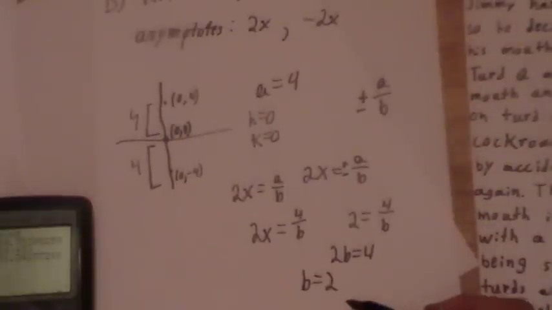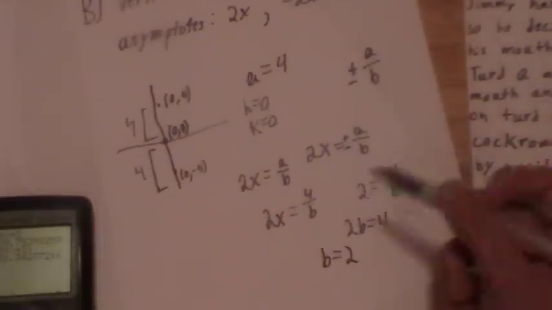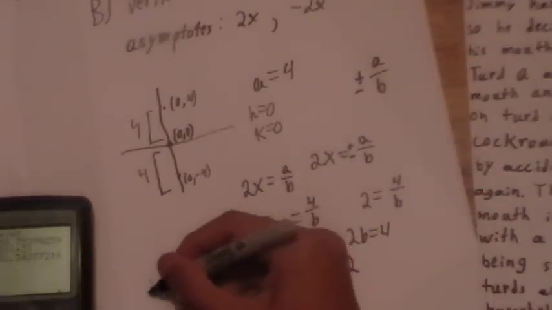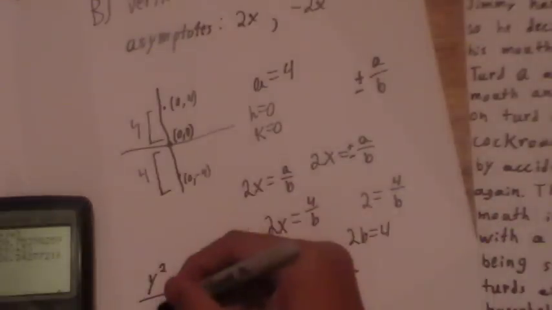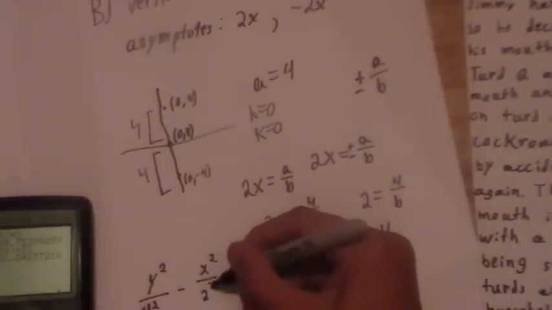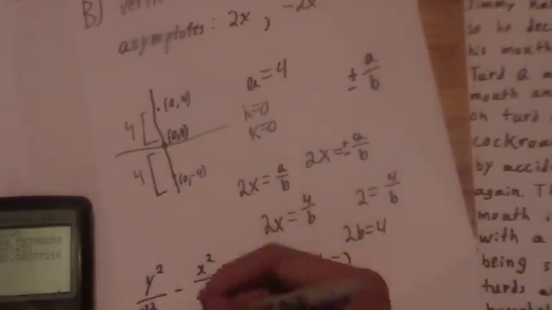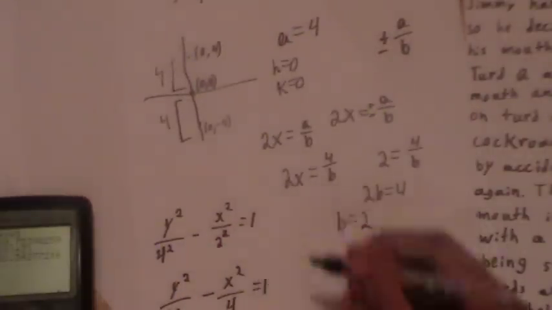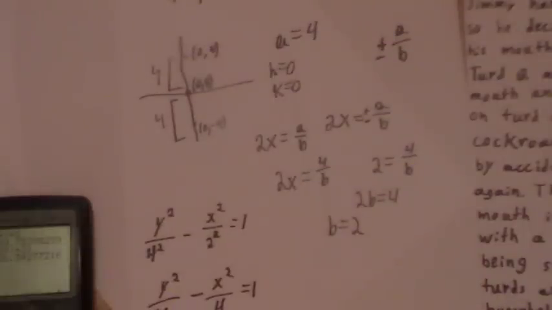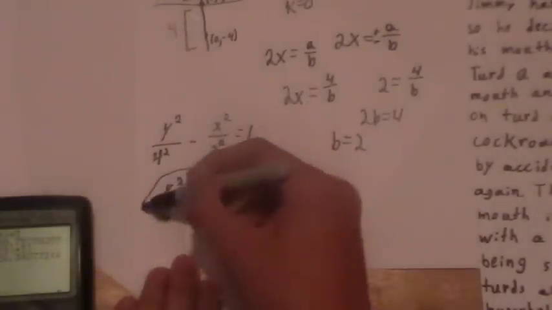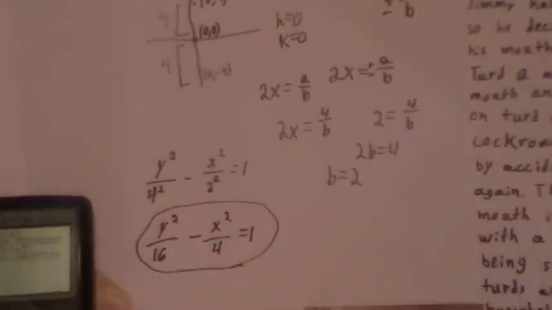So there you go, we have our b, our a, our h and our k, so now we can make the equation. This equation ends up being y squared over 4 squared minus x squared over 2 squared equals 1. Now we multiply it out, and we get y squared over 16 minus x squared over 4 equals 1. And we get our answer. I'll move that up so you guys can see it. That is the equation for this hyperbola.